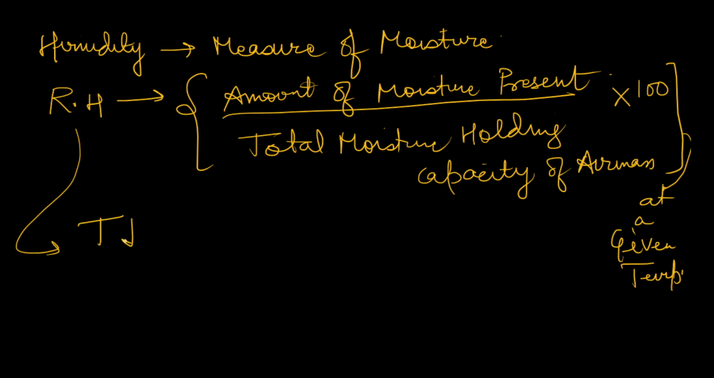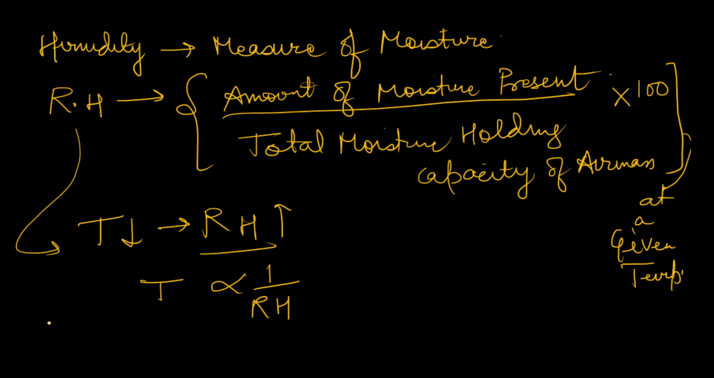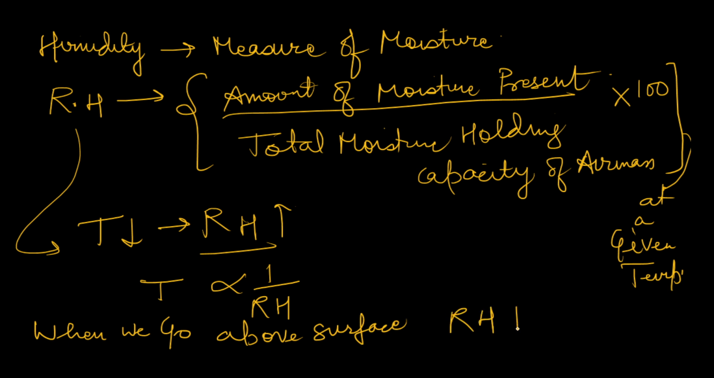So whenever the temperature is low, the relative humidity will be higher. Low temperature means higher relative humidity. So you can establish a relation here that temperature is inversely proportional to relative humidity. That is why when we go above the surface, relative humidity increases. Why does it increase? Because the temperature decreases. As we are going above the surface, the temperature is decreasing. So these are some of the facts which you should know.